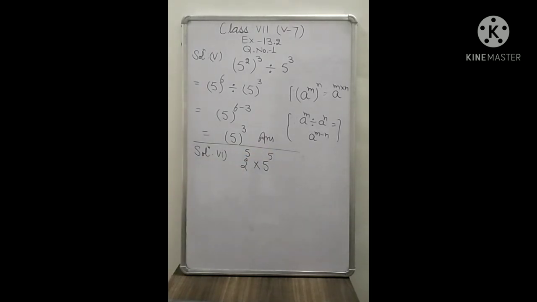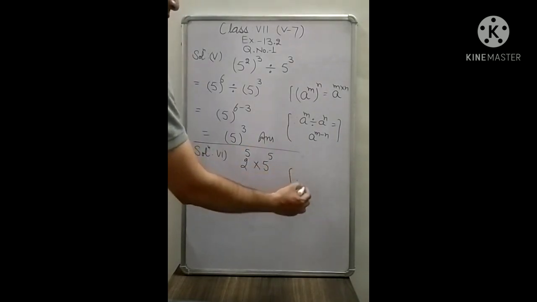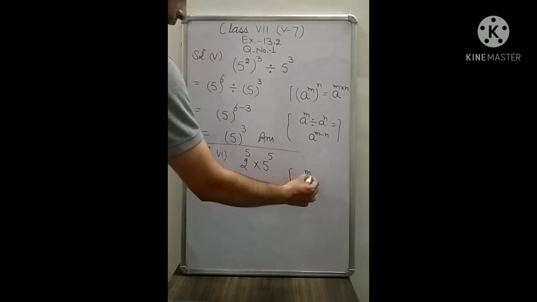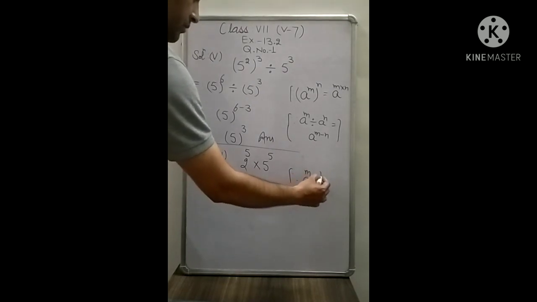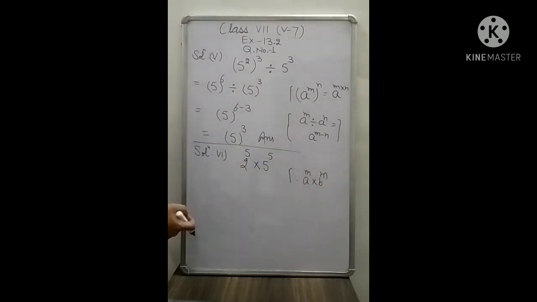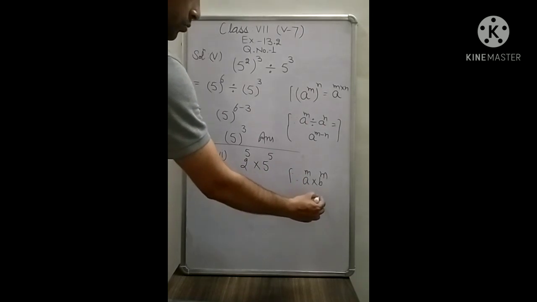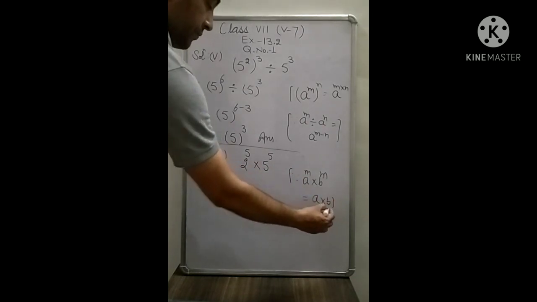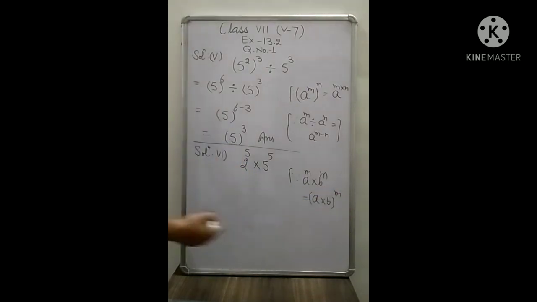First of all, identify the law of exponents. Here the bases are 2 and 5. It means the bases are different and the exponents are the same, 5 and 5. So which law is this? You are going to use a raised to the power m multiply b raised to the power n. Here the bases are different but the exponents are the same. So it is equal to a multiply b and whole raised to the power n. This law you have to use here.